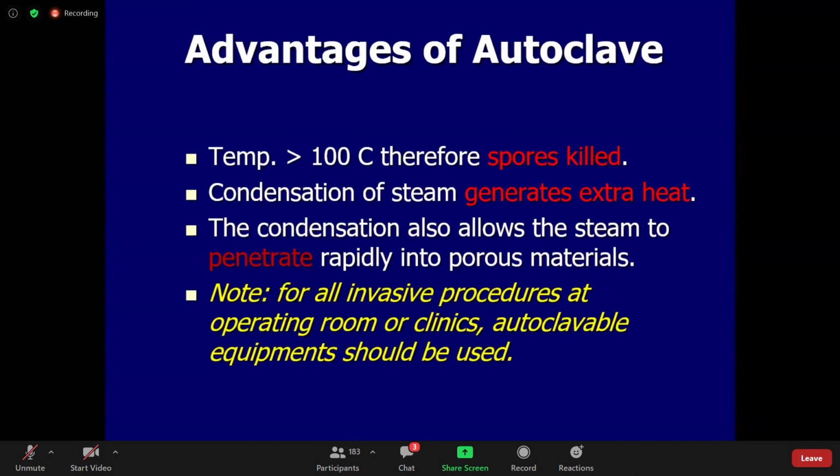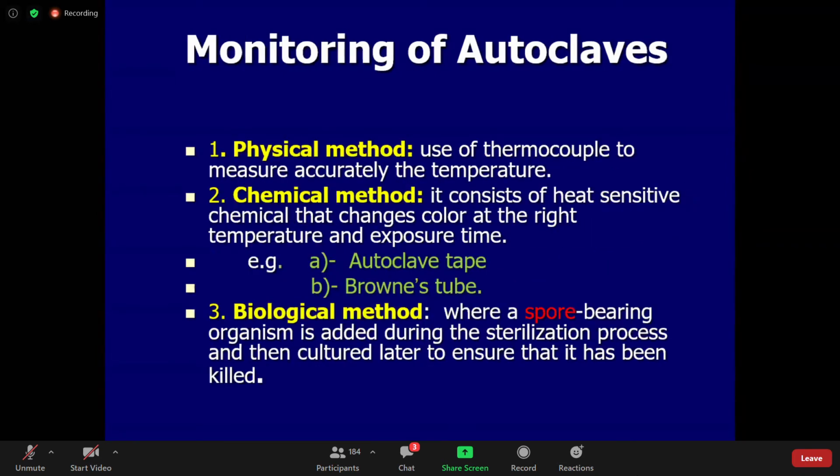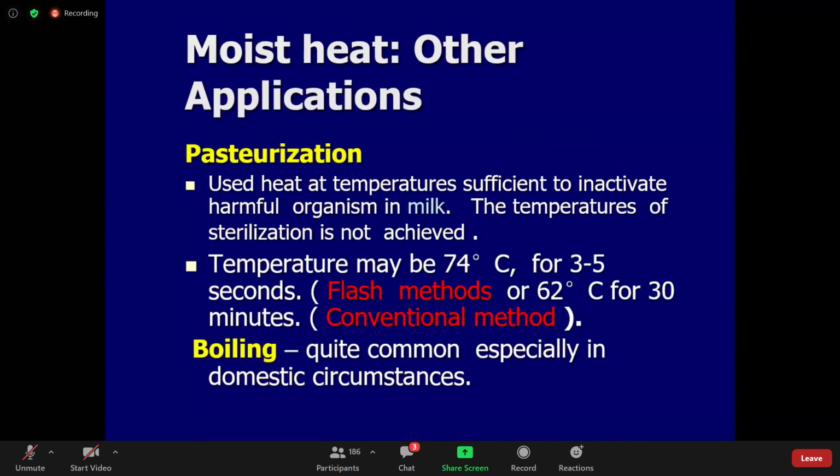This can kill the spores, and this is important because it can get rid of vegetative plus sporing bacteria. And when you're monitoring, as I said, I don't want you to memorize everything, but if I want to test the efficacy of any equipment I use in the hospital, I have to use indicators. So we use either chemical methods or biological methods to ensure it is working effectively to kill the microorganisms. Then the pasteurization, the flash method or conventional method.